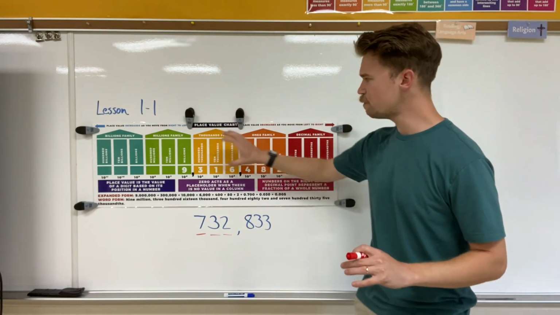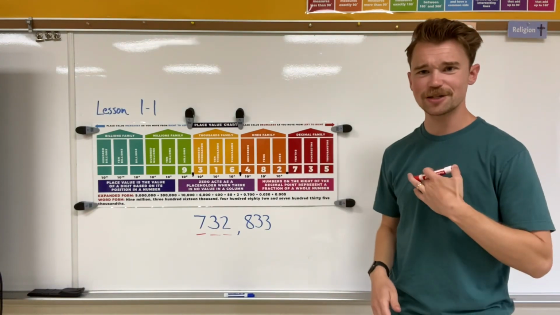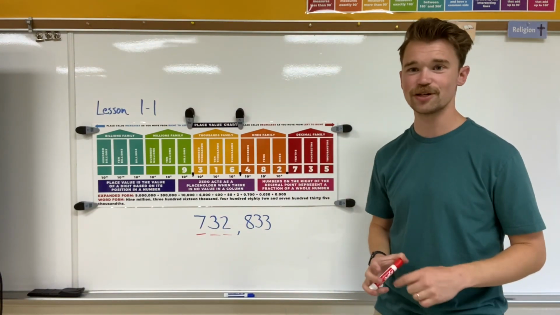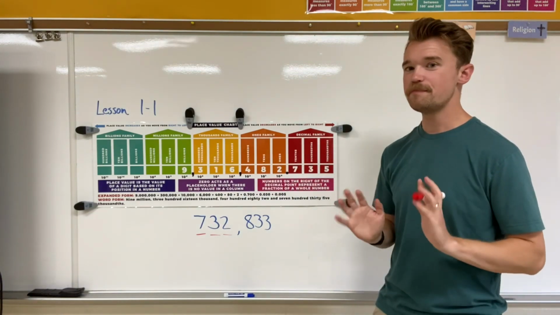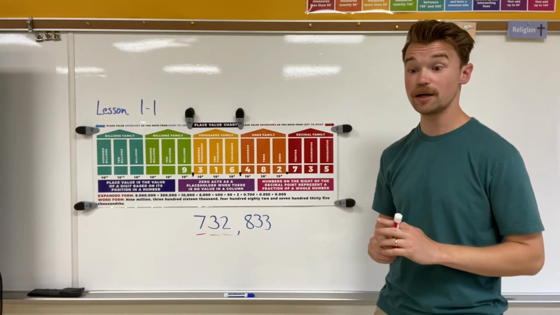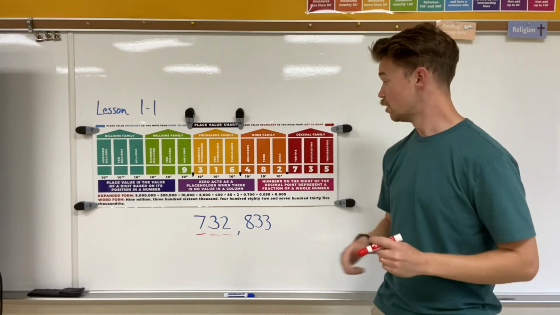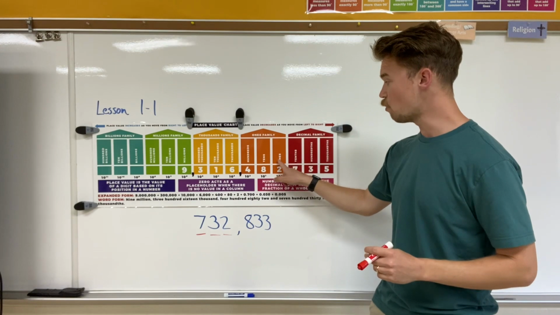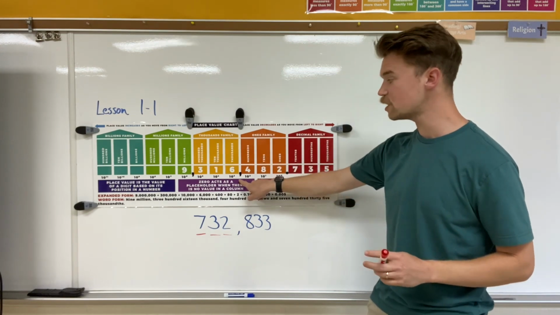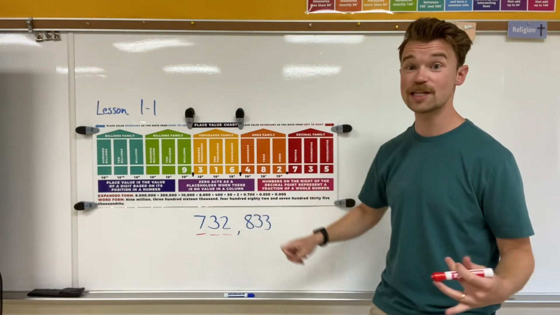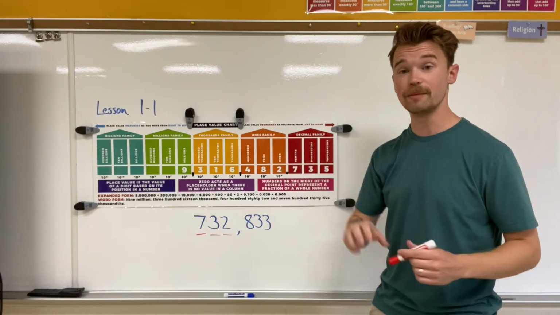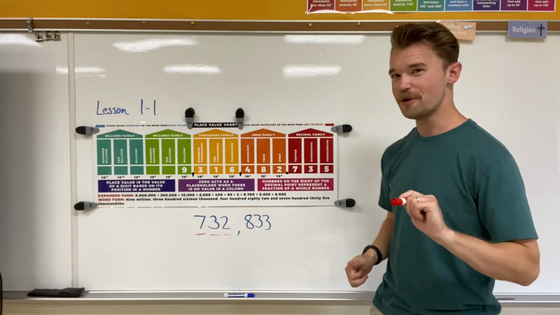Each group is divided up into a different color on my chart, as well as the chart that is in your book. But they call them periods, and periods are in groups of 3. So if I'm starting at the ones place, I'm going to go 1, 2, 3, and notice that there is a comma right here. We separate periods with commas. That's going to be very important pretty quick.